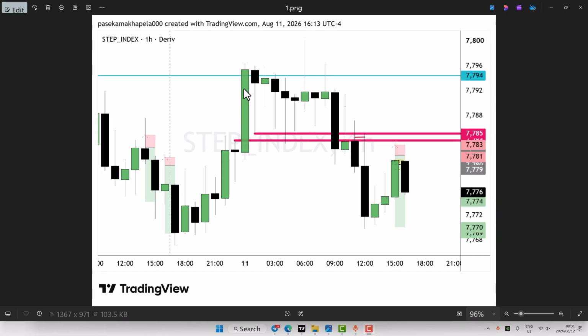Step Index doesn't disappoint these days. Oh man, Step Index is beautiful, man. It's gravitating to the levels that I spoke about previously with the video that I posted about a directional bias, how to formulate a trade bias.